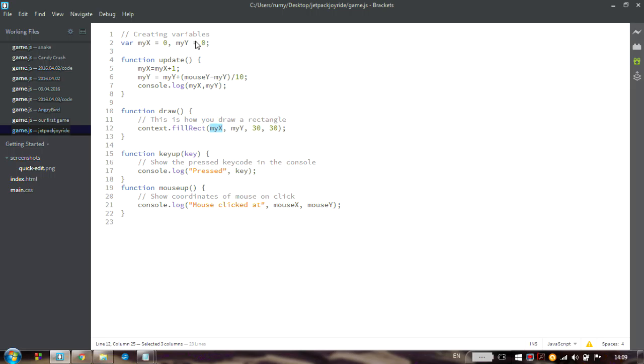What will happen on the next update? Well, we will have to add 1 to the current value of myX, which is already 1. So now we have the result 2. And 2 will be the new value of myX. And next time we draw this rectangle, it is going to be at x equals 2. Now you can guess what is going to happen on the next update. The new result for myX is going to be 2 plus 1 equals 3, then 4, then 5.